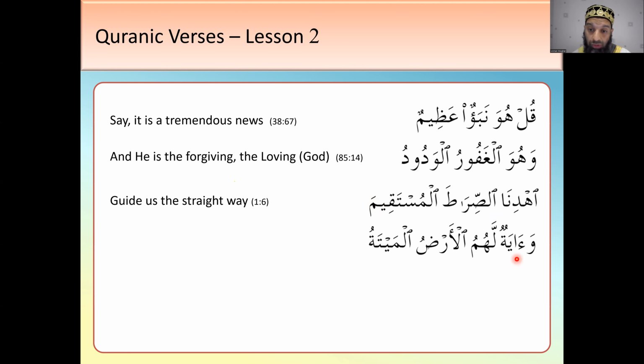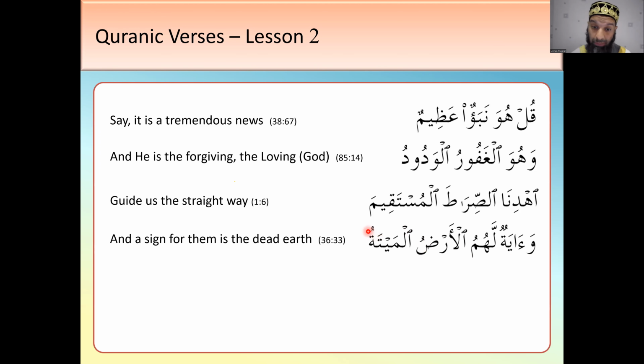Okay, wa ayatun, and a sign, lahum, for them, al-ardu, al. You're going to need this in your test, inshallah, that the al here. The al means the. This is the alif. That's the lam. That's how it looks when the next letter is an alif again. So al-ardu means the earth. Al-maytatu means the dead. Literally. Yeah. You know, maut means death. Maytatu, dead. The al here is because there's an al here. The ending is ending with a single dhamma, and this one ending with a single dhamma.